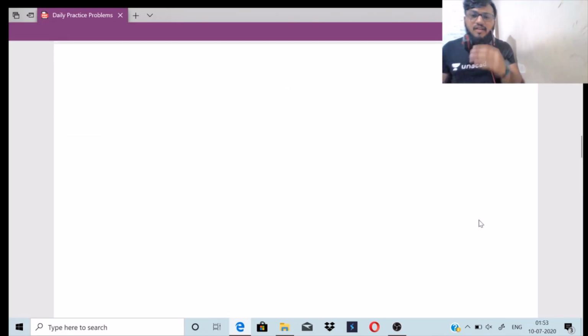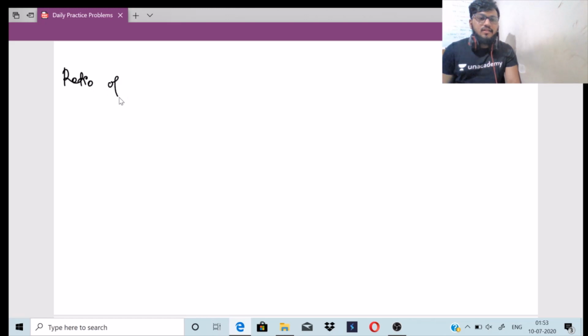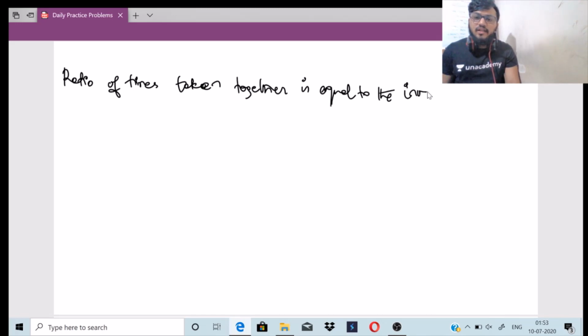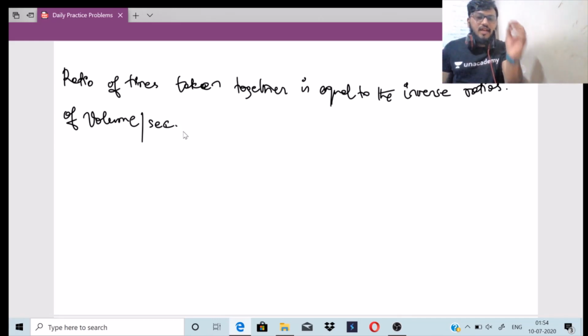So I got this. In mechanical engineering, most of these people might know, in a pipe flow, I will write down the statement here. The ratio of times taken together is equal to the inverse ratios of volume per second. So this is what the statement is when you go into the pipes and cisterns. The ratio of times taken together is equal to the inverse ratios of volume per second.